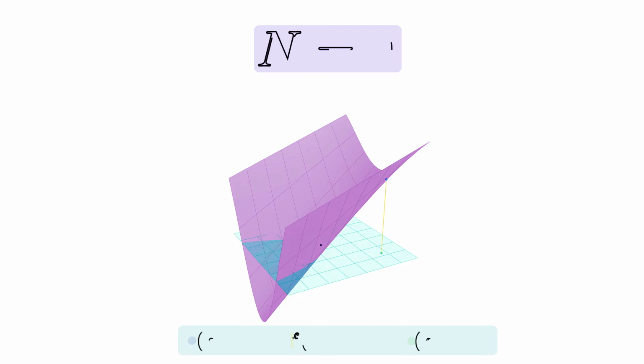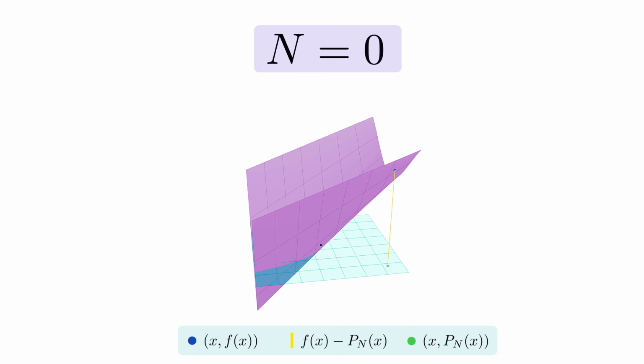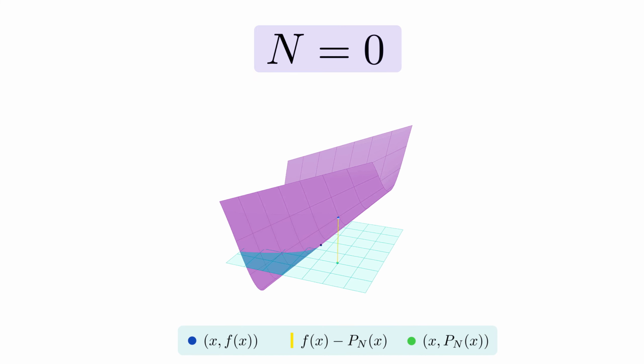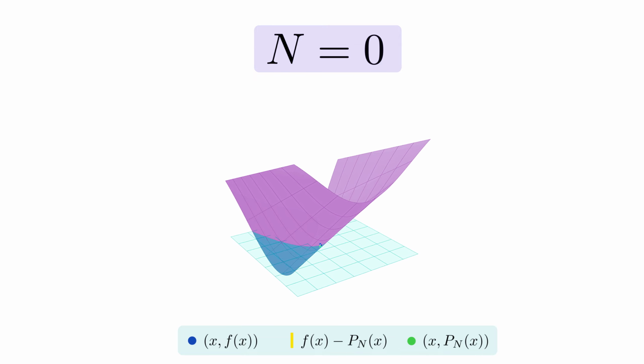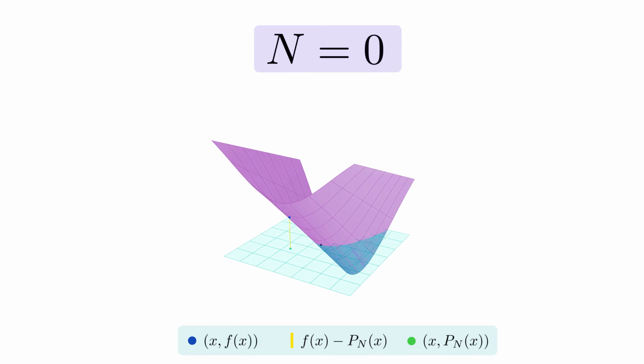Taylor's theorem says that this error tends to 0 faster than the norm of x minus a to the n. For n is 0, the denominator is a constant, so the statement simply means that the error tends to 0 and nothing else. That's not really so surprising, since it is equivalent to the statement that f is continuous at a.